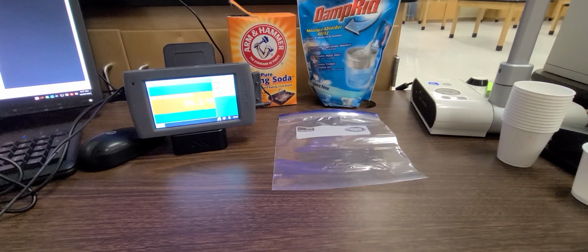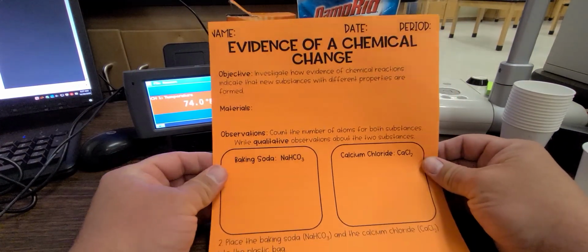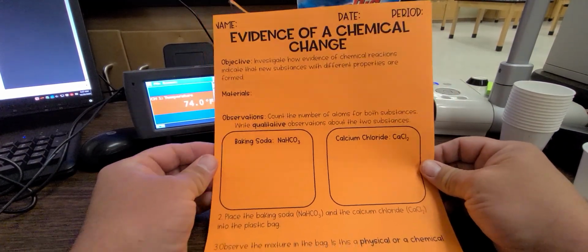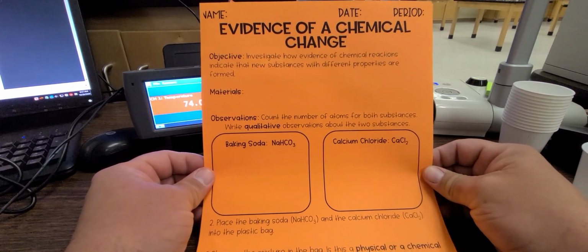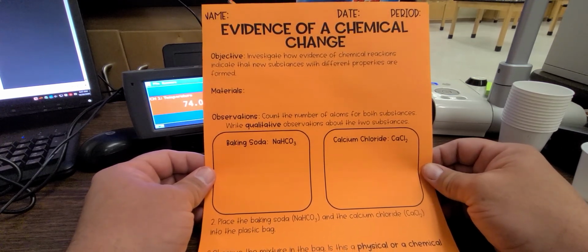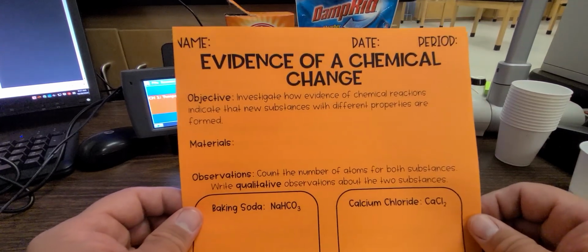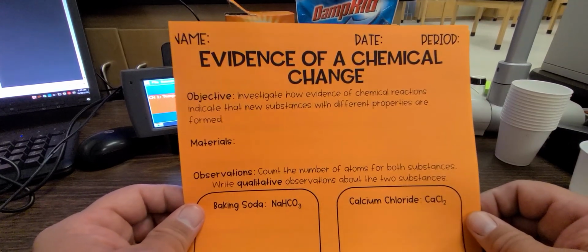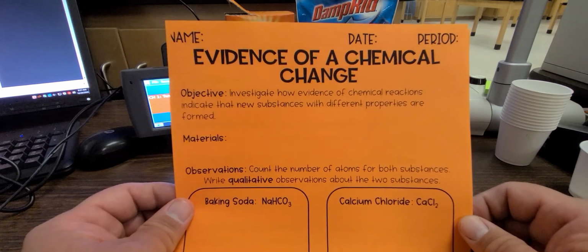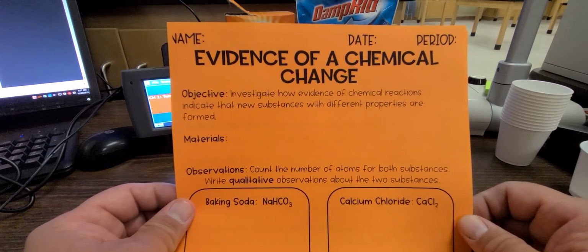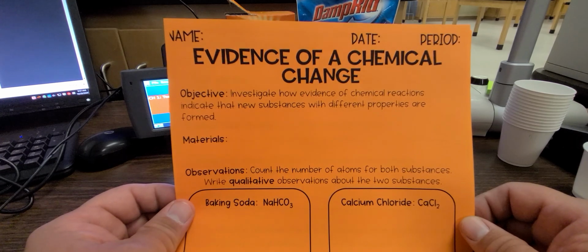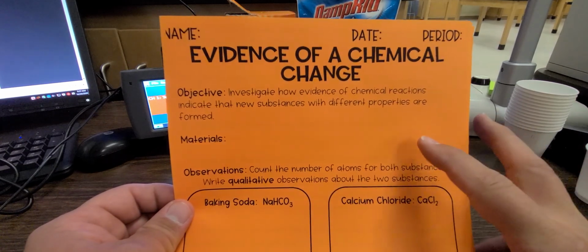All right, guys, so today we're going to be doing the lab where we're looking for evidence of a chemical change, and this is the document that you will have online, of course, that you'll need to be filling out. So really quick, I want to talk about the objective. The objective, of course, is to investigate how evidence of chemical reactions indicate that a new substance with different properties is formed. Okay, so I'll have the materials listed for you.